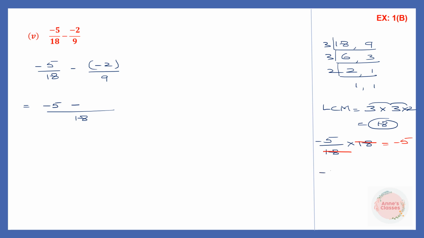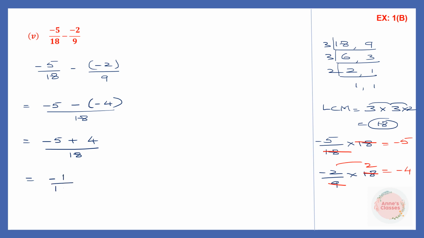Now let's take the second rational number, minus 2 by 9 into 18. Cancel 9 and 18. 9 twos are 18. Multiply these two, you get minus 4. So here we have minus 4. Now let's open brackets. Minus 5 plus 4 by 18. Signs are different. Put the sign of the bigger number and subtract. 5 minus 4 is 1 by 18. Minus 1 by 18. So this is our answer.